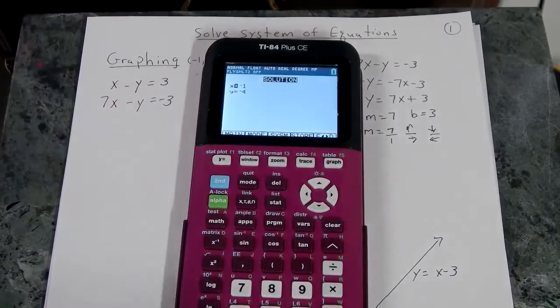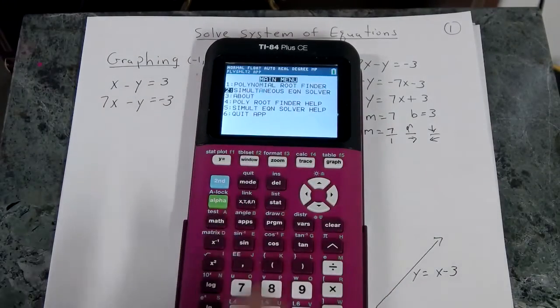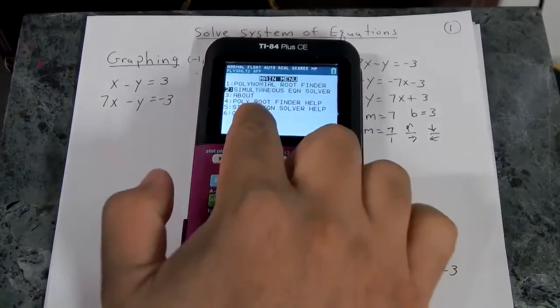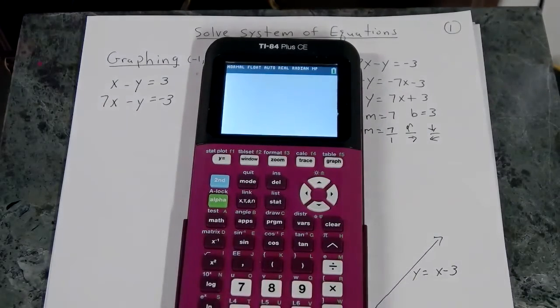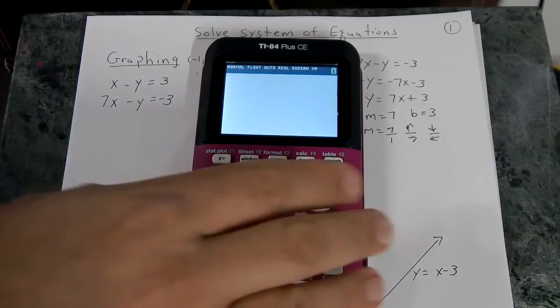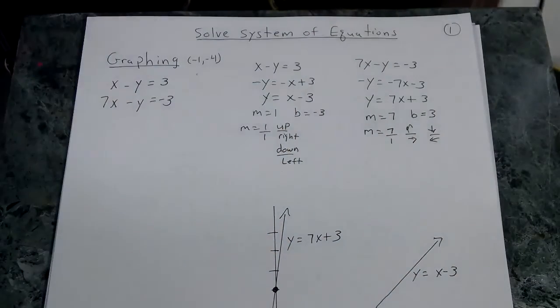But if you want to do another problem, you go back to the main, and then you start the process again. I like to quit the app because I'm not using it anymore. So I'm going to go to number 6, and it quits the app for me. So that's all basically there is to solving using a graphing calculator.